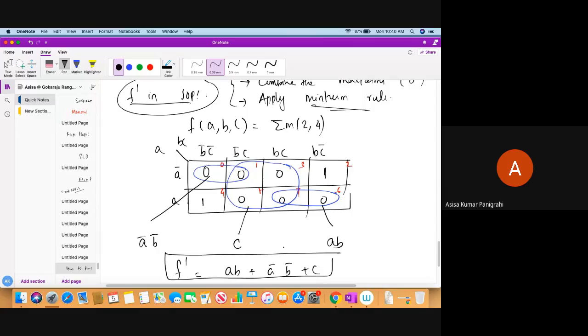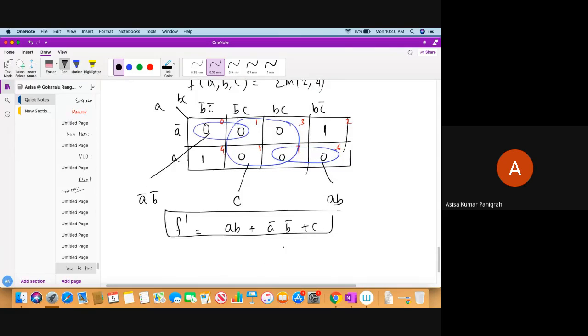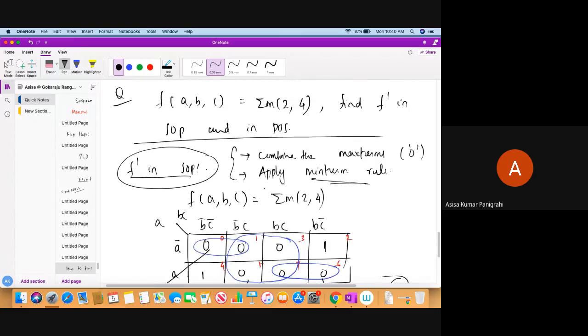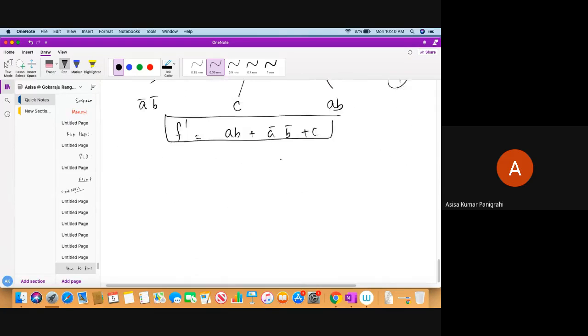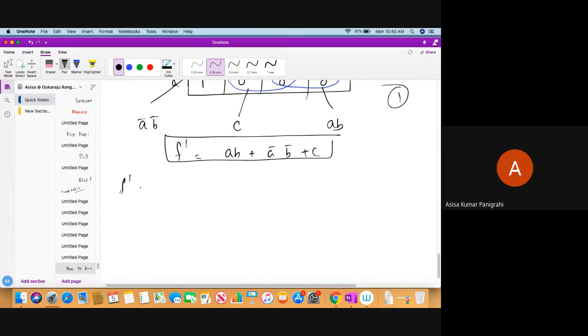Any doubt on this, students? This is a 2 mark question. If you do this, you will get 1 mark, and for the remaining 1 mark you have to again find out F bar in POS. So in order to find out F bar in POS, what you need to do? For F bar in POS, you need the function which is given, summation of m 2 comma 4.